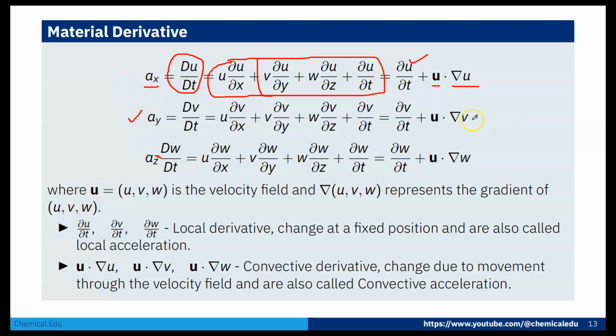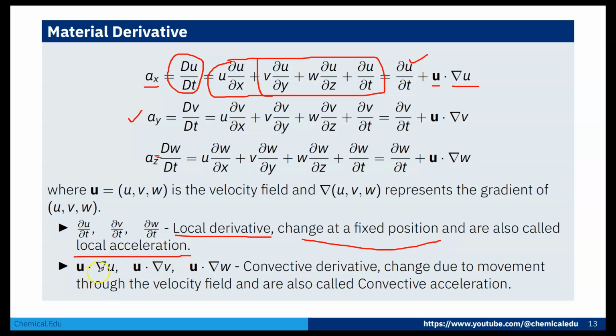Here capital U is nothing but u, v and w, the velocity field, and this is del or nabla, that represents the gradient of u, v and w. So this term, the partial derivative of u with respect to t, the partial derivative of v with respect to t, and the partial derivative of w with respect to t, these are the local velocity changes at a fixed position, and this is called local acceleration.